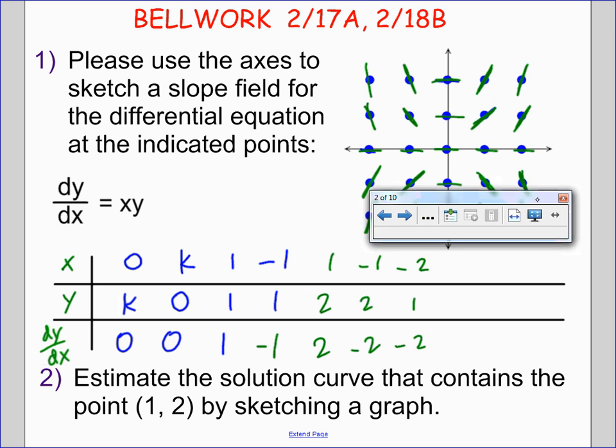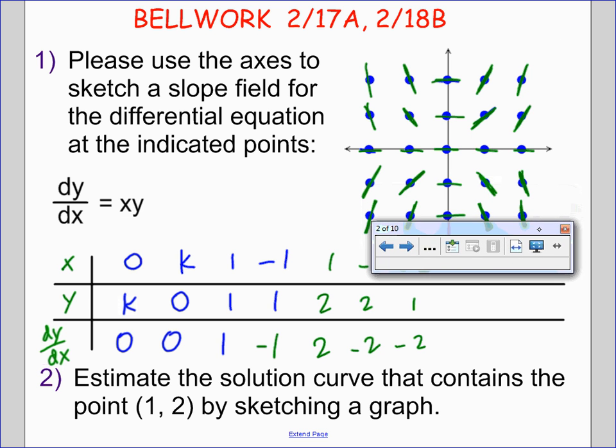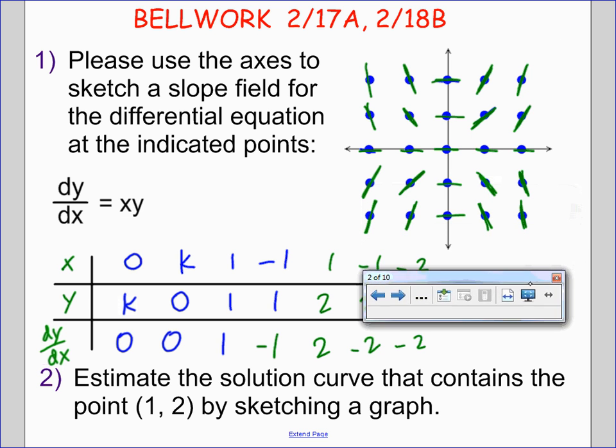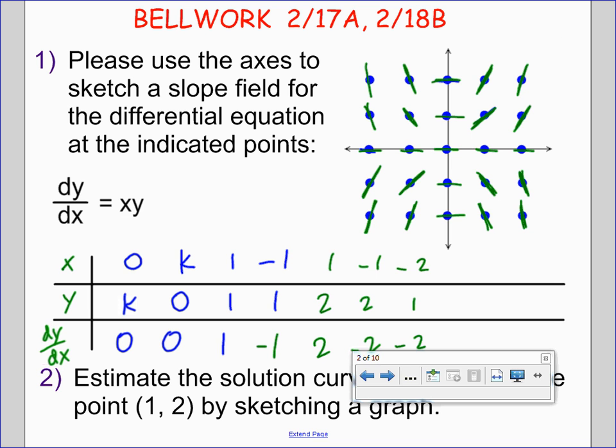Now let's go ahead and estimate the solution curve that contains the point 1 comma 2 by sketching a graph. And so this is where we think of that slope field as a map, a current of the river. And if I take my initial value and think of it as a leaf, I drop that in my slope field, and I'm going to follow those directions, those little signposts of the mini tangent lines, and see where that curve would extend in either direction.